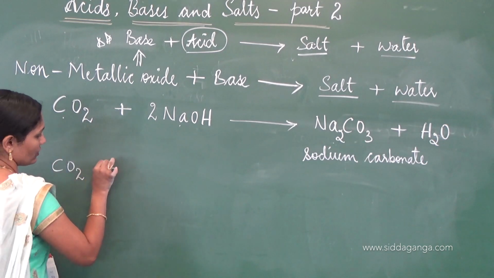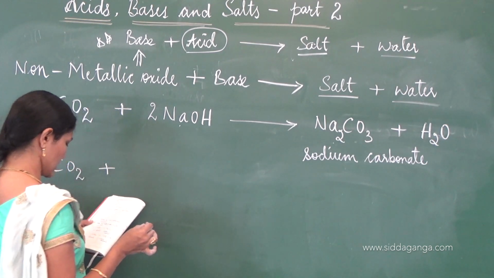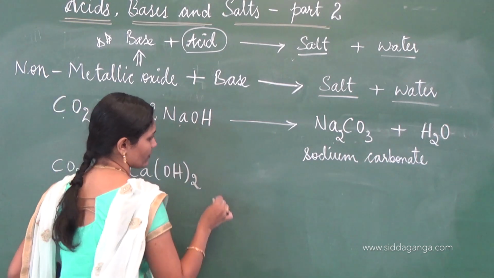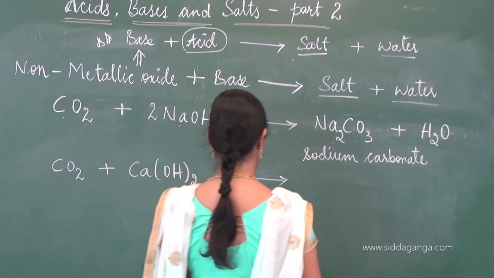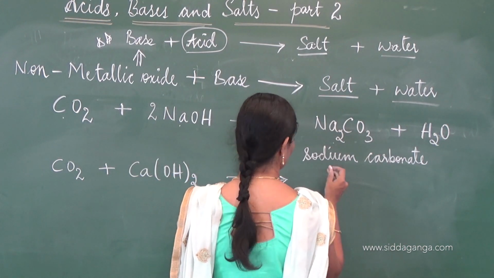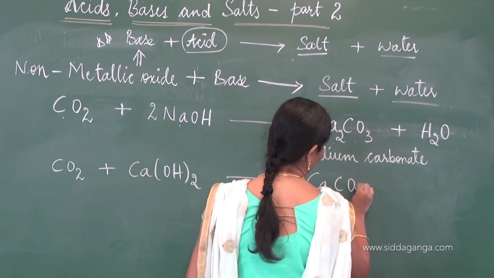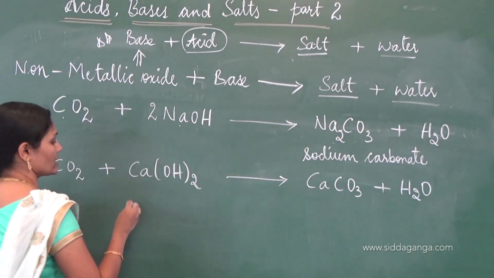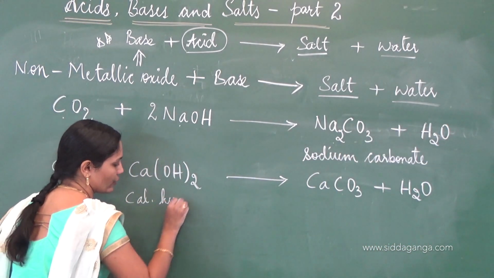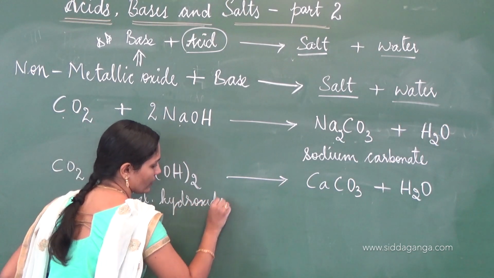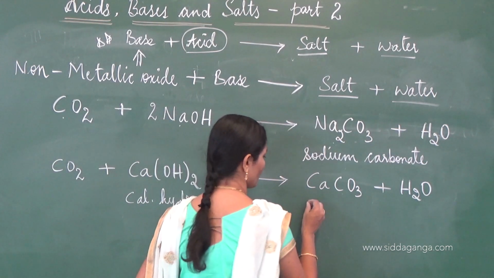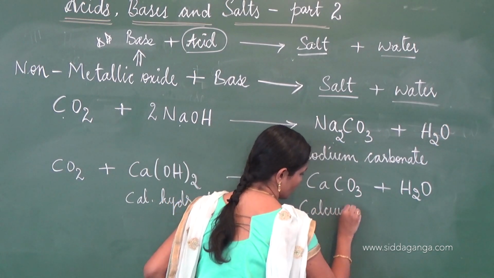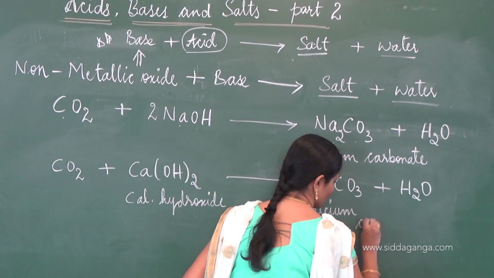We'll write one more example. That is the same equation, we'll change the base here. The base I take is calcium hydroxide, Ca(OH)2. So we find calcium carbonate is formed and water is formed. Ca(OH)2 is calcium hydroxide, and CaCO3, you know the name of this product, that is calcium carbonate.